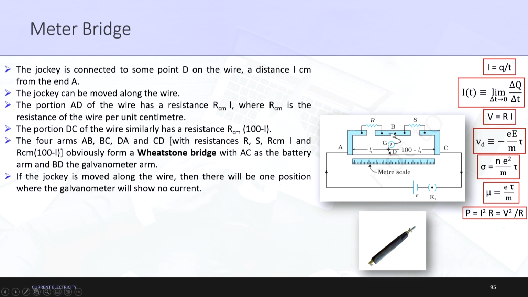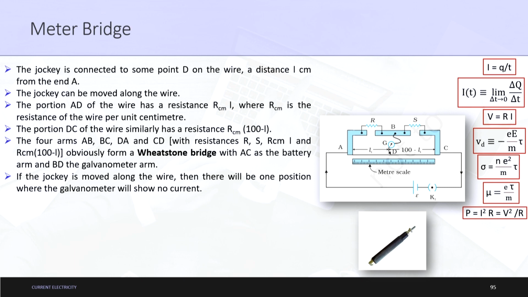Quite evident, if this is L centimeters, then this is nothing but 100 minus L centimeters. Why? Because this is a meter bridge. The wire is 100 centimeters in length. Therefore, it will be L1 centimeters, and the other part will be equal to 100 minus L1 centimeters.